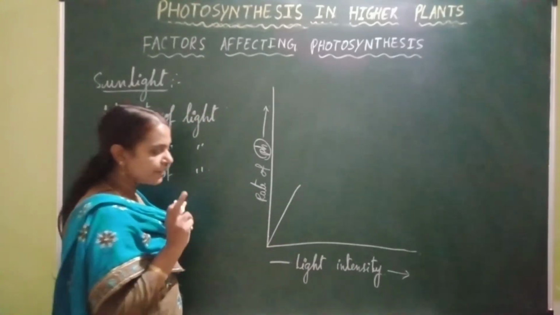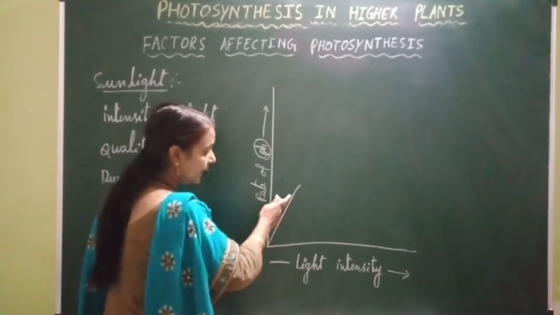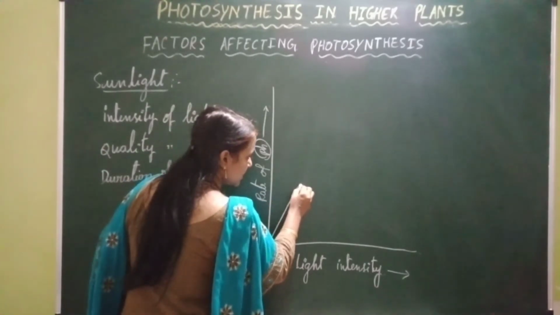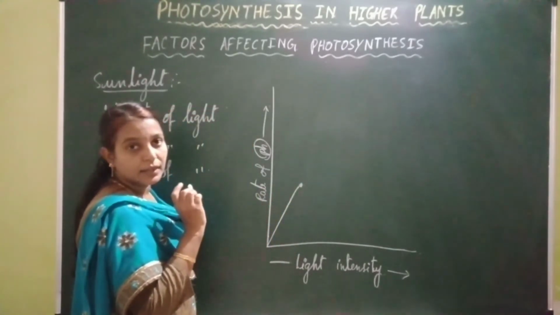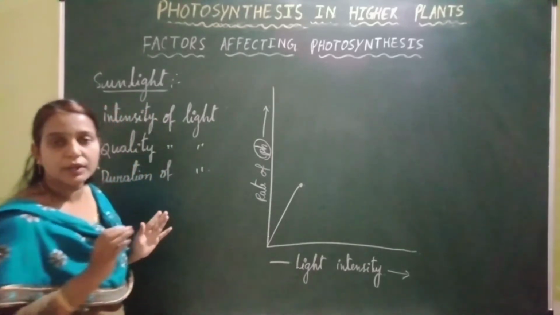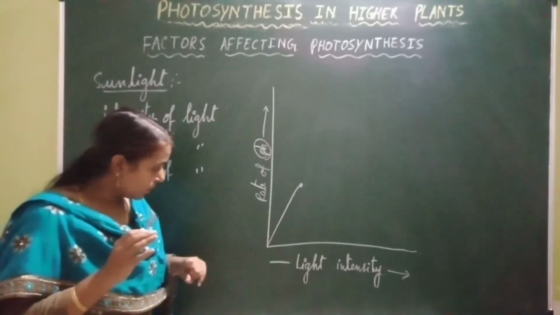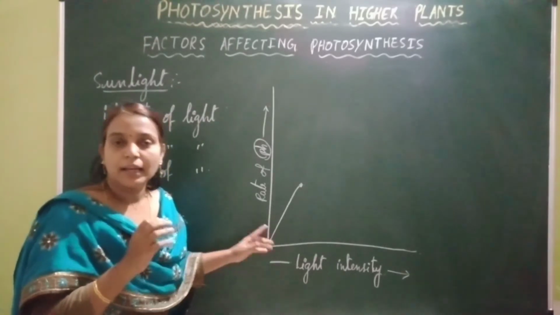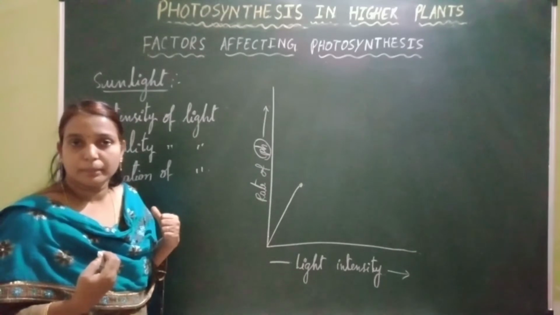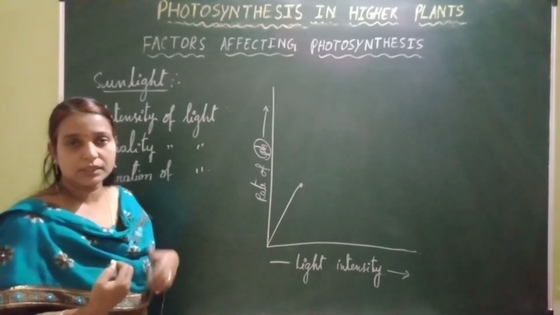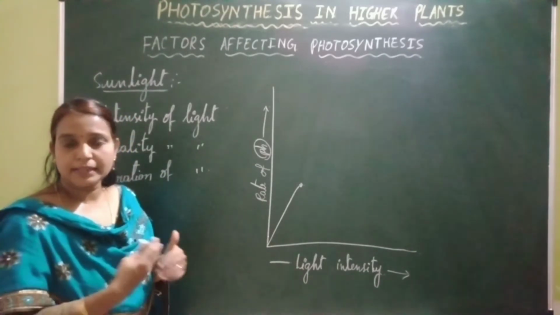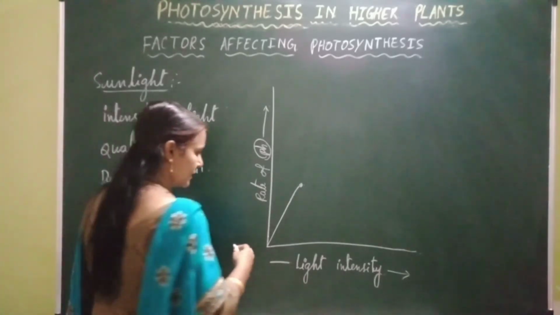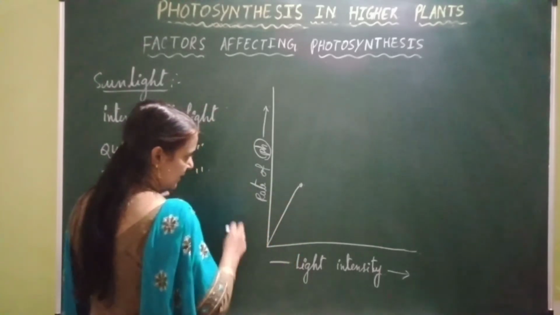At one point of light intensity, it reaches the compensation point. The rate of photosynthesis reaches a point called the compensation point. The compensation point is the value of light intensity at which the amount of carbon dioxide absorbed by the plant for photosynthesis is equal to the amount of carbon dioxide released through respiration. That is called the light compensation point.